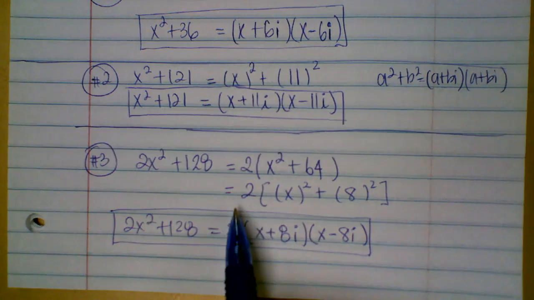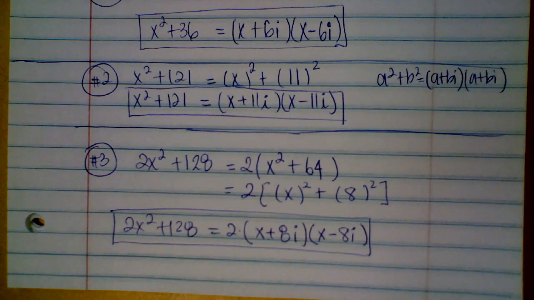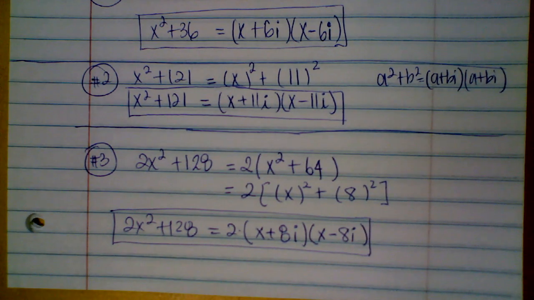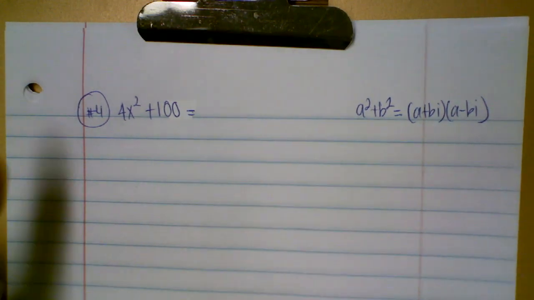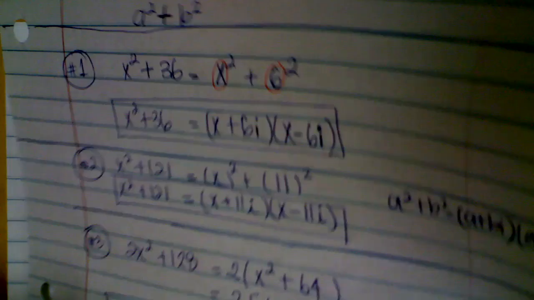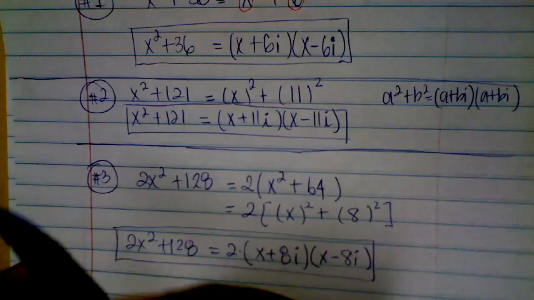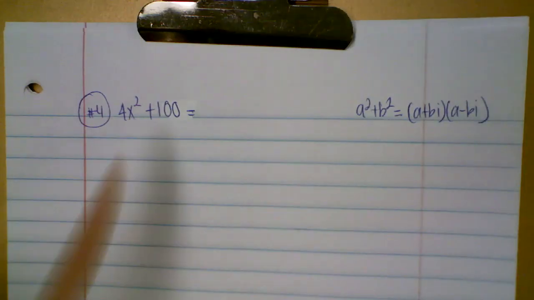Now, remember always to factor out the greatest common factor before you want to factor the sum of 2 squares. Okay, so let's do this one. Now, I would like you to complete number 4, which is 4x squared plus 100, by using the same thinking as I did for number 3, right here. Okay, please pause the video and do number 4.